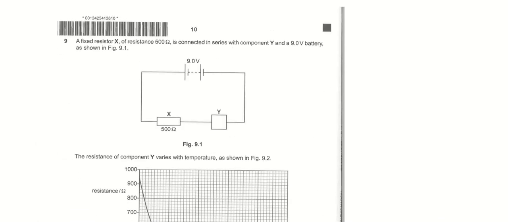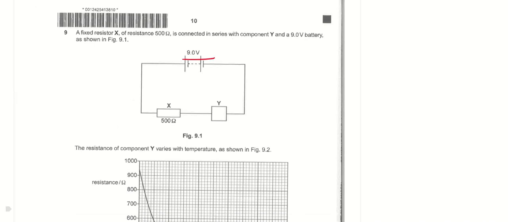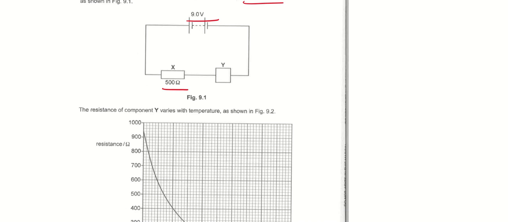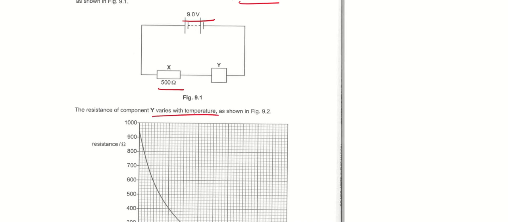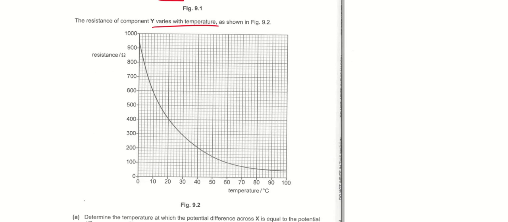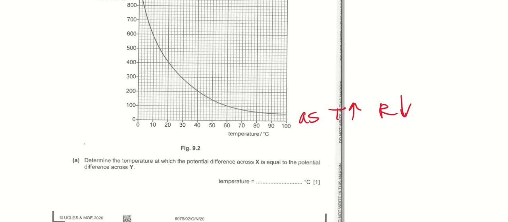Okay, so now I think this is DC. So I have 9 volts here. Resistor X is resistance 500 ohm. With component Y, what is it? I don't know. And a 9 volt battery. Okay, the resistance of component Y will vary with temperature. Okay, so we see that as temperature increases, right, resistance for Y decreases. So determine the temperature at which the potential difference across X is equal to the potential difference across Y.